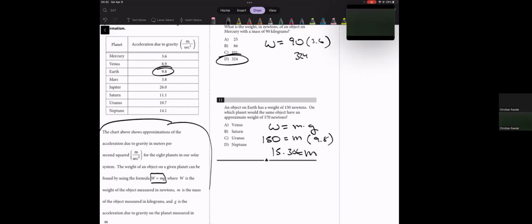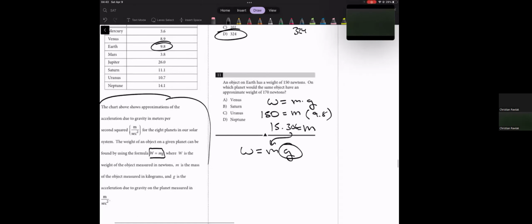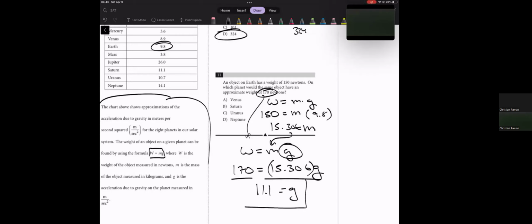On which planet would the same object have an approximate weight of 107 newtons? So again, if I use this equation, I actually don't know G because I don't know what planet I'm on, but I know what mass is, and I know what the weight is, 170. So 170 equals 15.306 times G, right? So I'm going to divide by the 15.306. So 170 divided by 15.306, and that gives me about 11.1. So which planet has a gravity value of 11.1? It's got to be Saturn here.